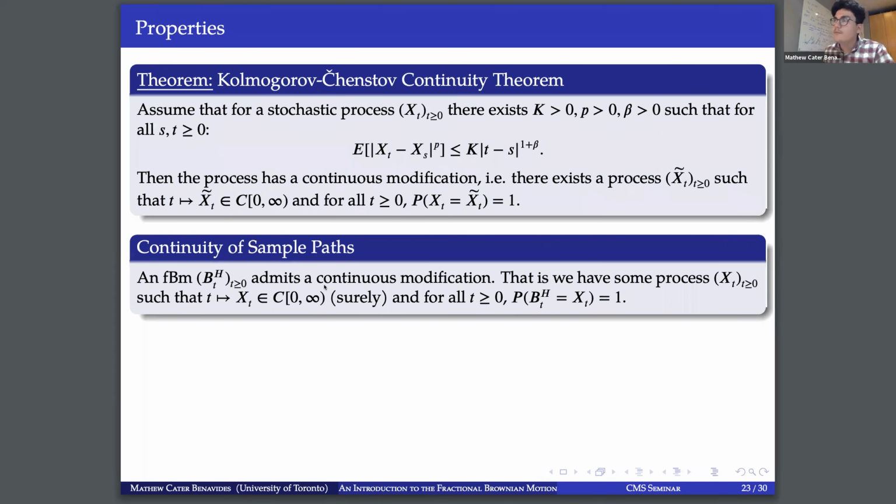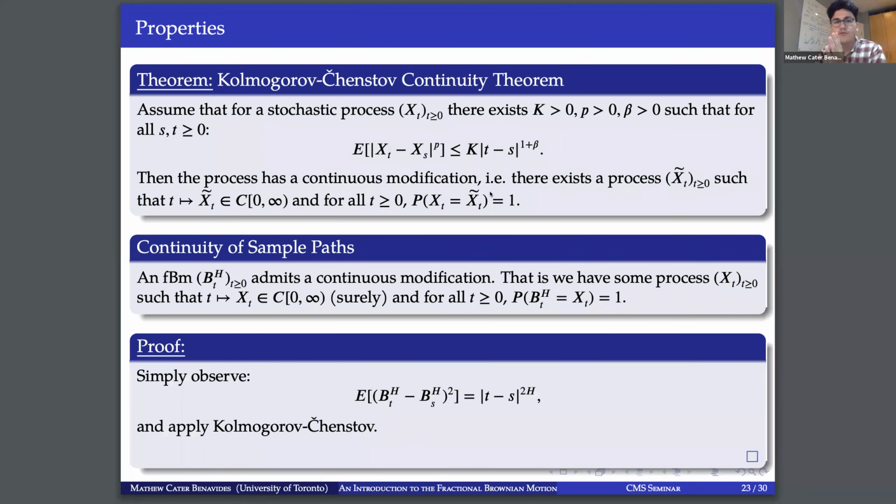So if we want to prove it, I've stated the theorem up here again, just so we can refer back to it. The proof is 1 line. If you write down the expectation of the increment squared, i.e. its variance, you will get the absolute value of t minus s to the 2h. And so that very clearly satisfies this Kolmogorov condition, taking k to equal 1 and taking beta such that 1 plus beta equals 2h. So the proof is very simple due to this really, really powerful theorem.